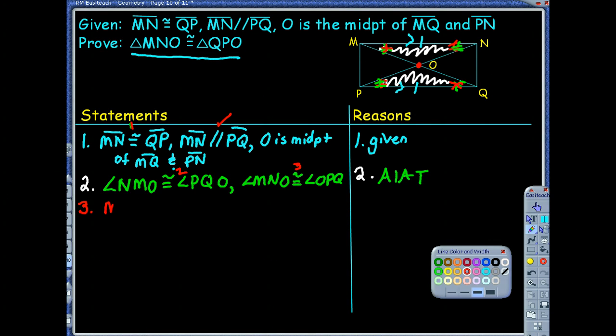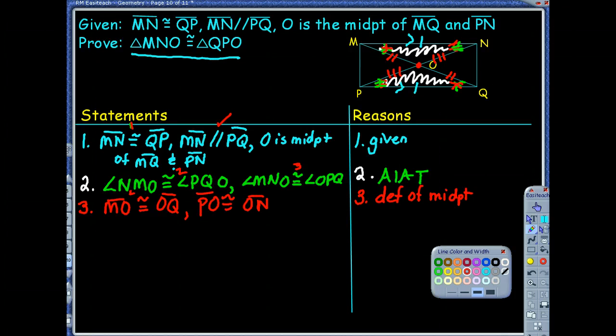So MO is congruent to OQ. Perfect. And that would be the definition of midpoint. Now, I'm also noticing that O was also the midpoint of PN, so it's dividing that segment. So PO is going to be congruent to ON, and that's still the definition of midpoint. Okay, so now there's 4 and 5. You don't have to number; this is just so we make sure we've got them all.